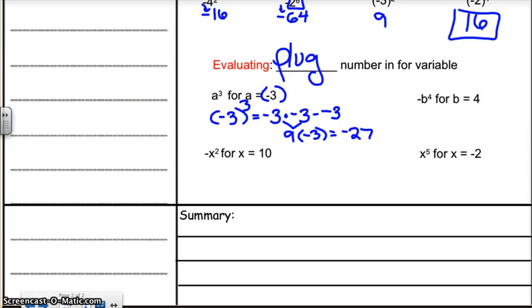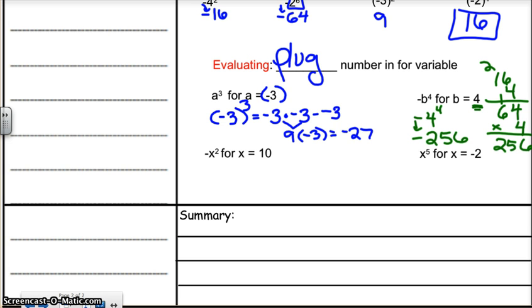Now this is saying negative b to the 4th. B is 4. It's not negative 4. I'd have to put parentheses if it was a negative 4. So it's just going to be negative 4 to the 4th. Oh, and now I got to do math. Okay, I know 4 times 4 is 16. I know that. Now I'm going to do 16 times 4. 64. Thank you. Wait. Now I'm going to go times 4 again. 256. So it would be 256, bring down the negative.